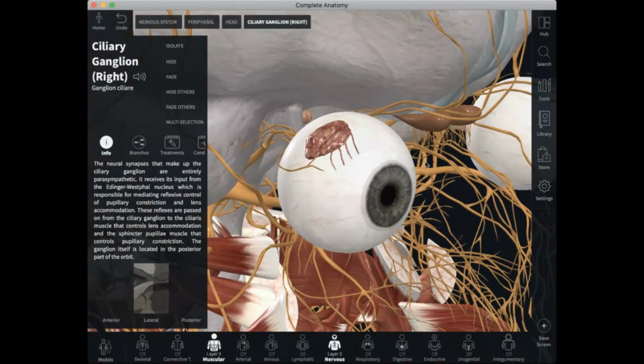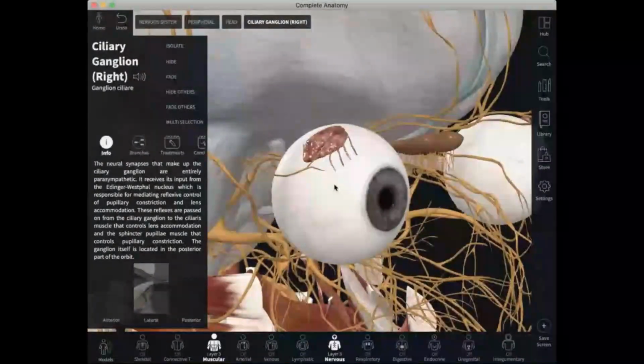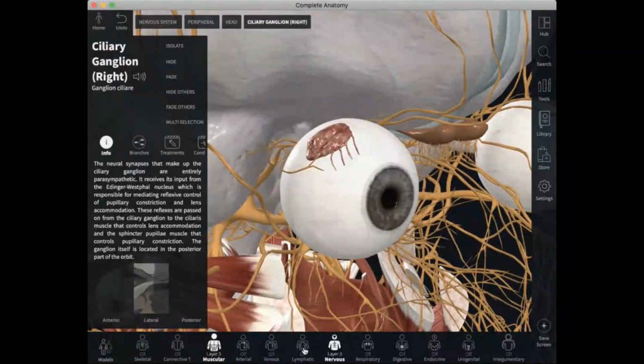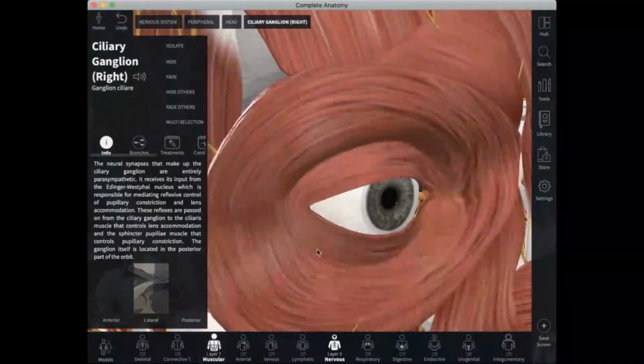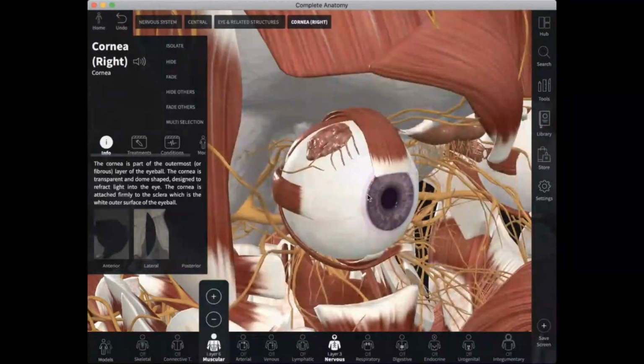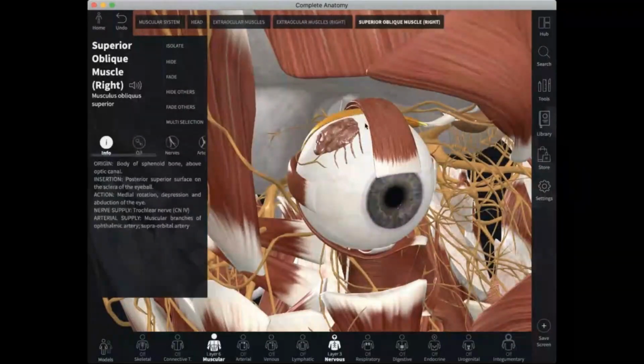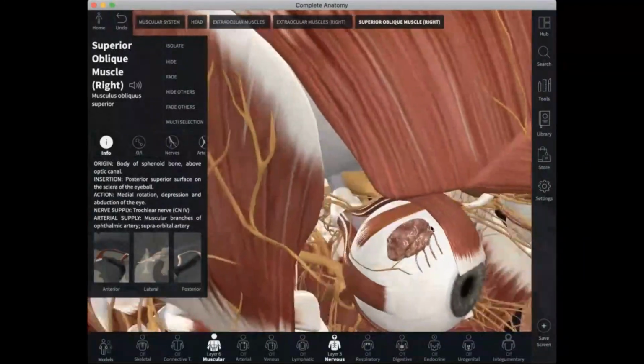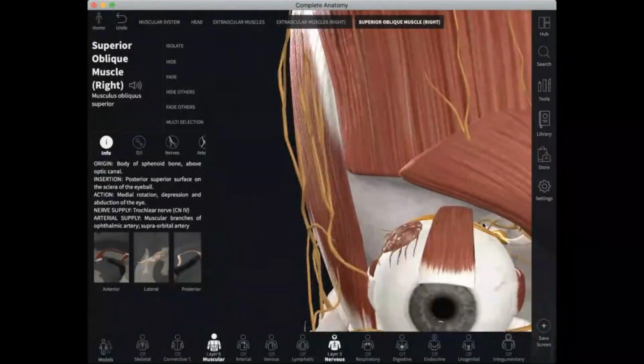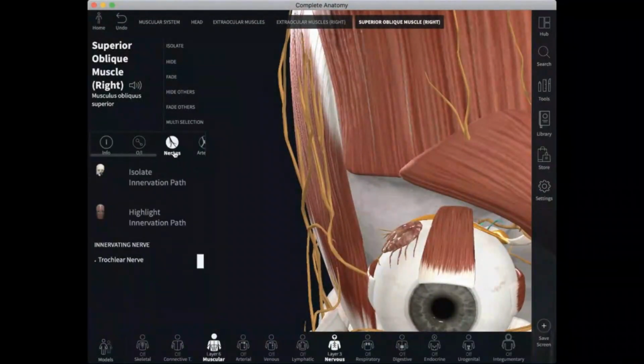Next, we'll go to the trochlear nerve, the fourth cranial nerve. It starts in the floor of the midbrain, where the cerebral aqueduct starts. This nerve is supplying the superior oblique muscle of the eyeball. This is the superior oblique muscle, and it is supplied by the trochlear nerve.